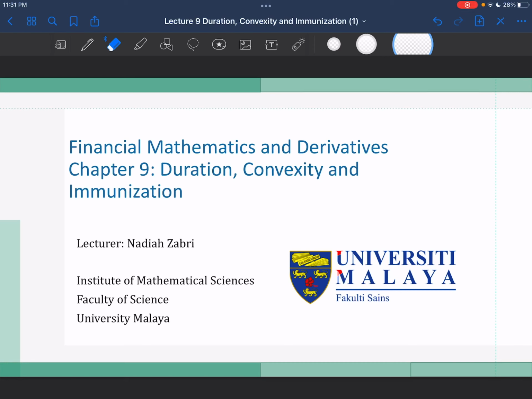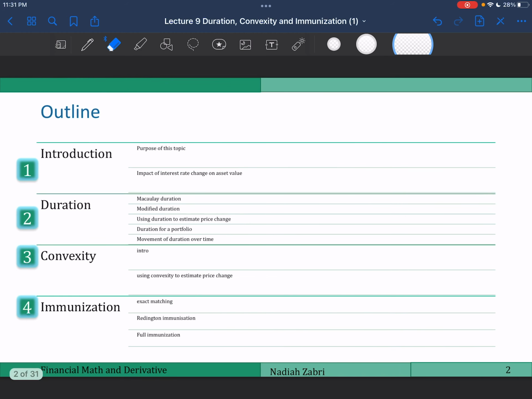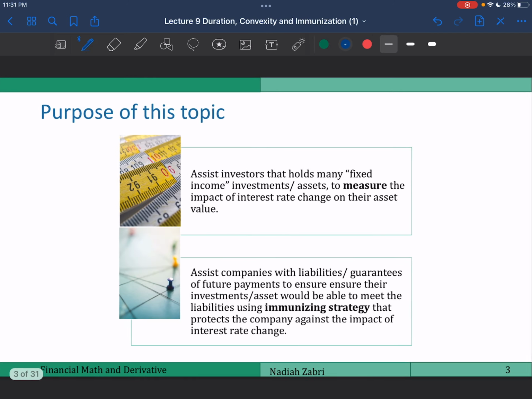Hi all. Now we're on chapter 9, which is on duration, convexity and immunization. So these are the scope. First we will be introduced to the purpose of this topic, and then we'll touch on duration, convexity and immunization. Okay, first, what is the purpose of this topic?